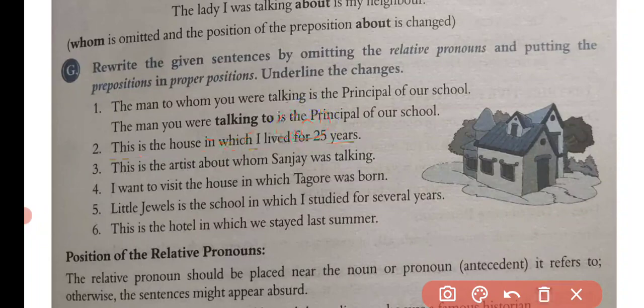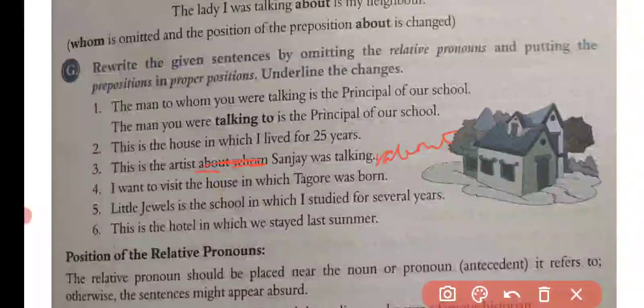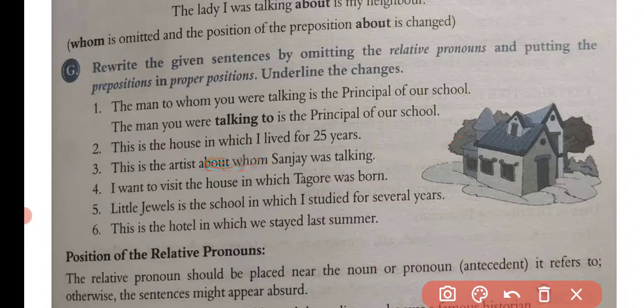Third is, this is the artist about whom. So this whom is what? Relative pronoun here. So about whom we have to remove. This is the artist Sanjay was talking, and here you will add about. You will remove this full stop from here, and at the end you will put the full stop. So the answer is, this is the artist Sanjay was talking about, and full stop in the sentence. About, A-B-O-U-T. Please check the spelling given here also, but from here you will remove this about and whom both.